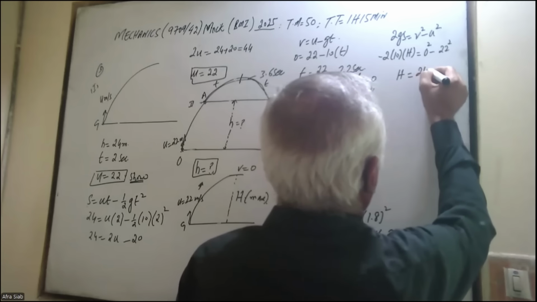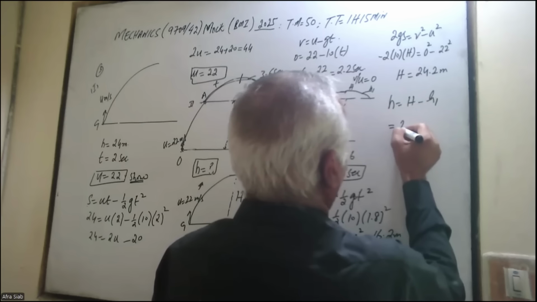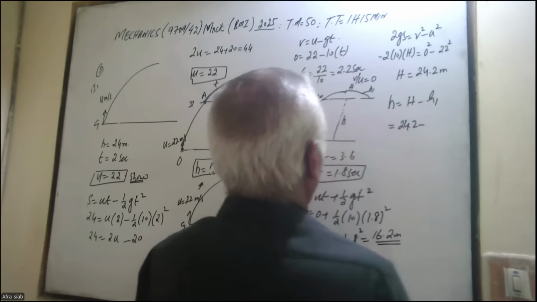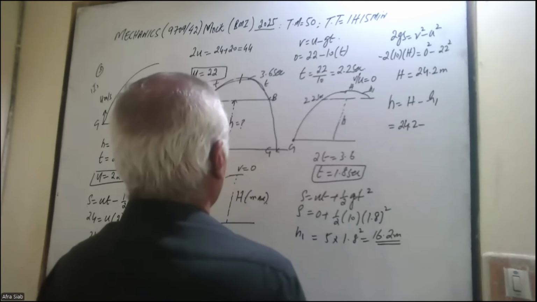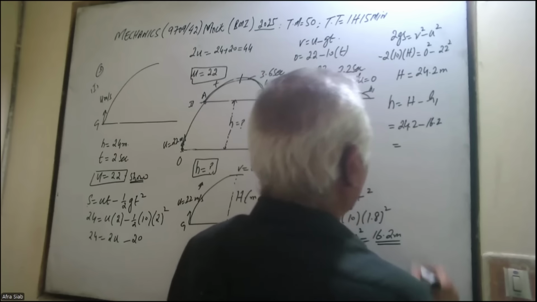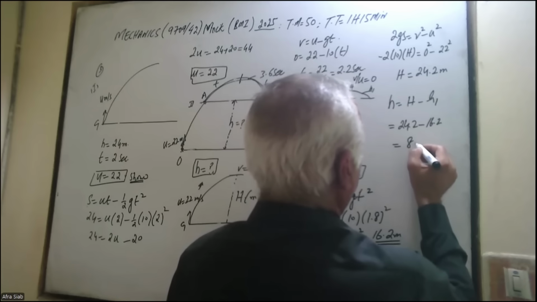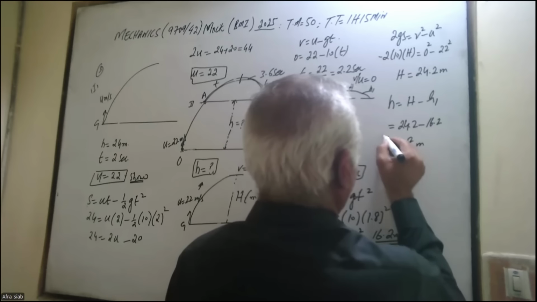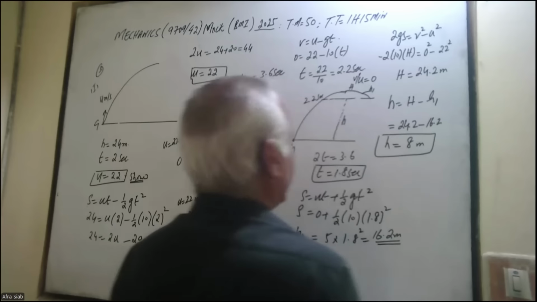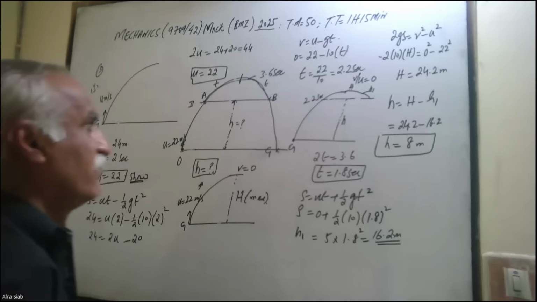So the required height is H minus H1. That is 24.2 minus H1, which is 16.2, and that will be equal to 8 meters. So this is the height H of that particle when it is always 3.6 meters above the ground.